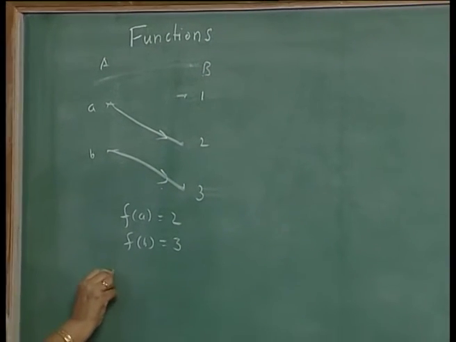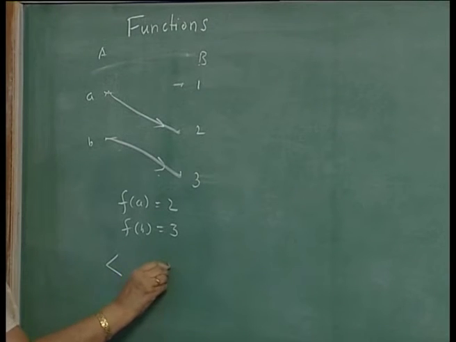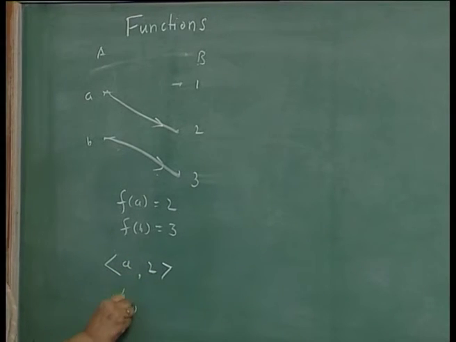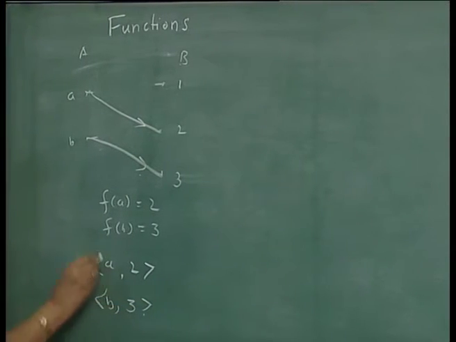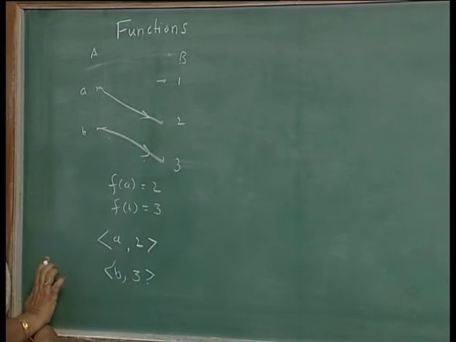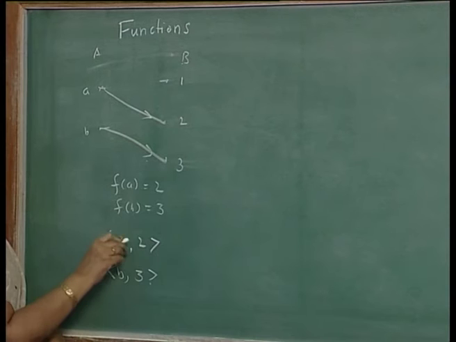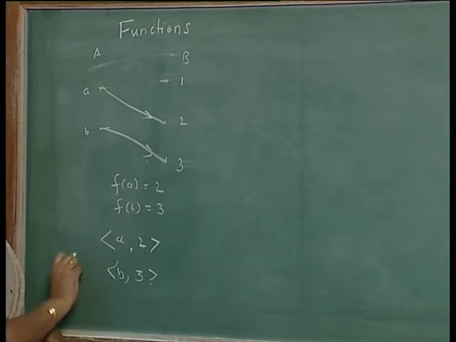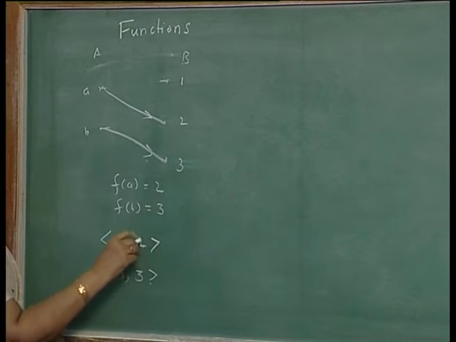If you represent it as a relation, it will be represented as ordered pairs. So, you will have (a, 2), (b, 3) as the ordered pairs. Every element of A will be the first component of some ordered pair, and you can have only one element with a as the first component. You cannot have something else.